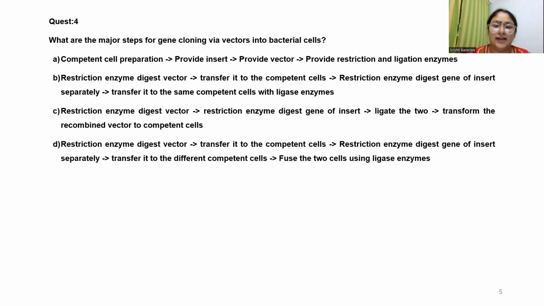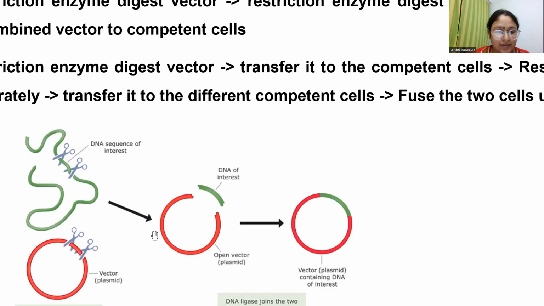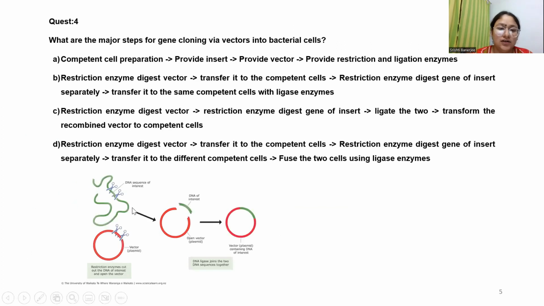C is the answer. Let's see the process, like what exactly happens in cloning. I have just taken a picture from the internet. So this is your entire DNA sequence, and this part where you see a pair of scissors is your exact sequence of interest, which you want to incorporate within your target cell. And this is your vector or the plasmid. A plasmid is known as the vector because it carries this particular gene of interest from one point to the next. Its destination is the bacterial cell.